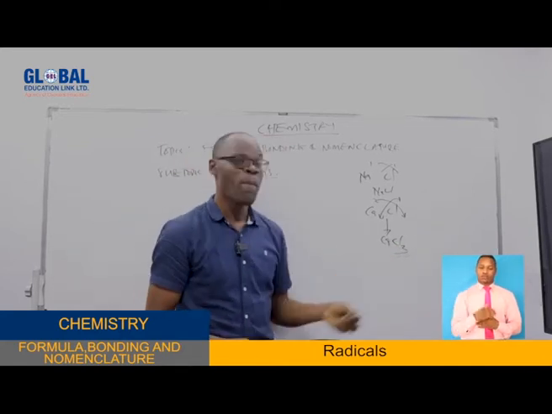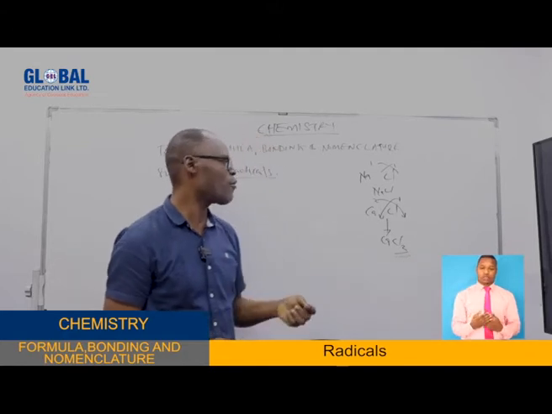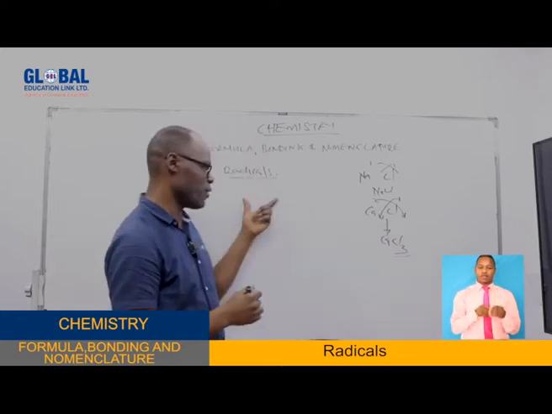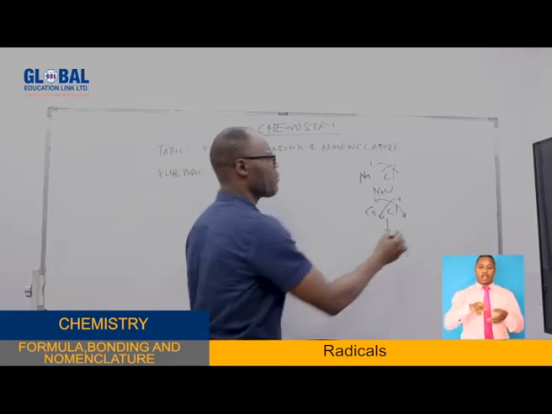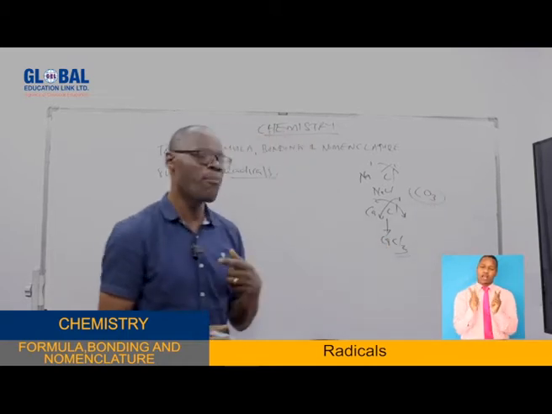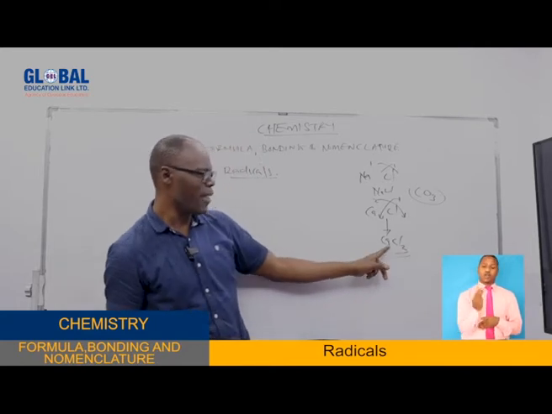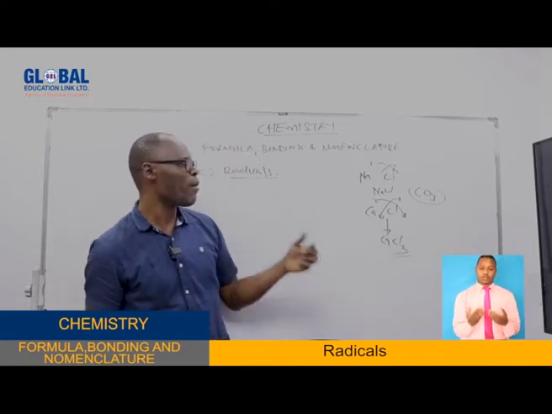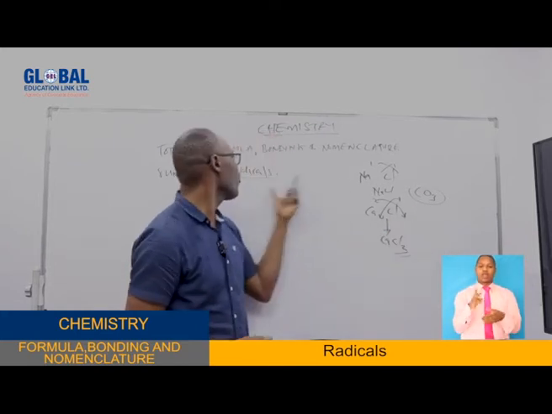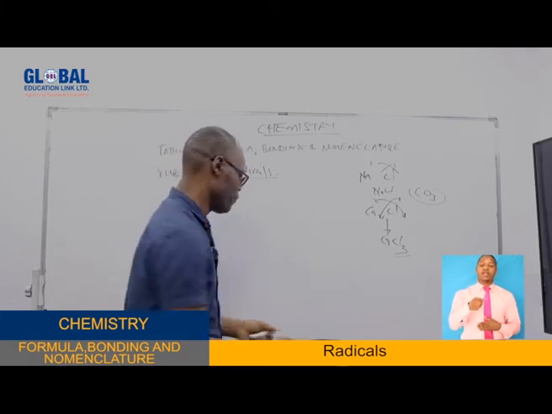Now today, we want to check not binary compounds, but the formula of compounds formed between metals and radicals. A radical is something like a carbonate. Here we were talking about an element combining with an element, but now in radicals, we want to talk about an element combining with a radical. That brings us to the concept of radicals. So let's check what radicals are.